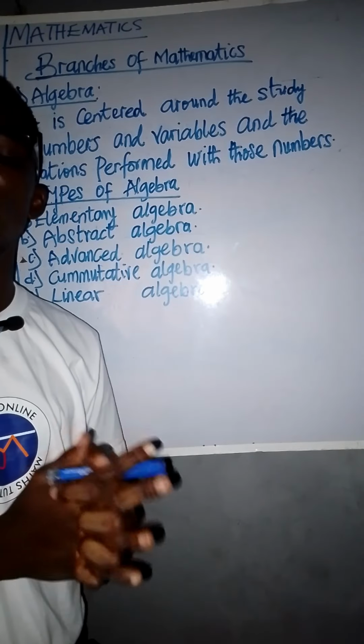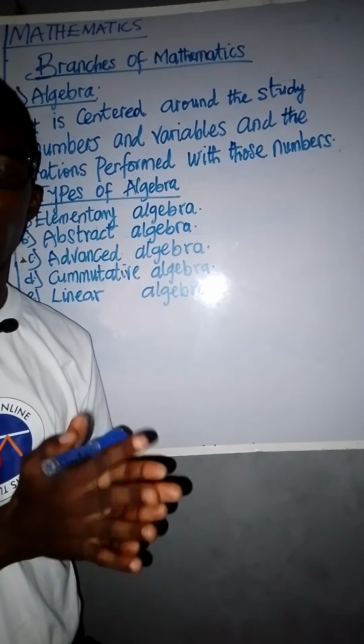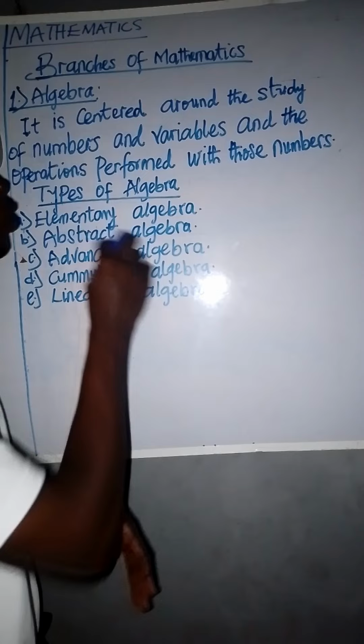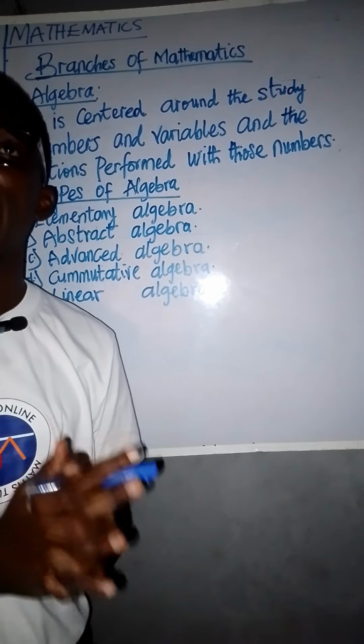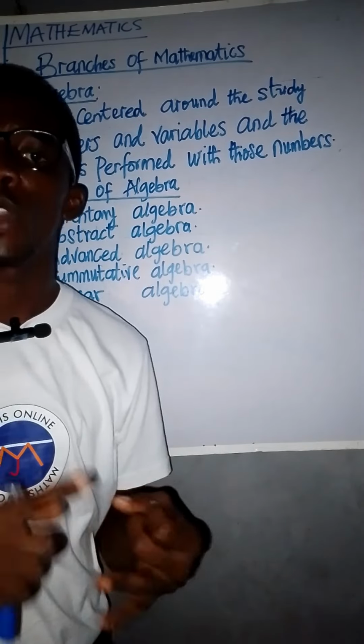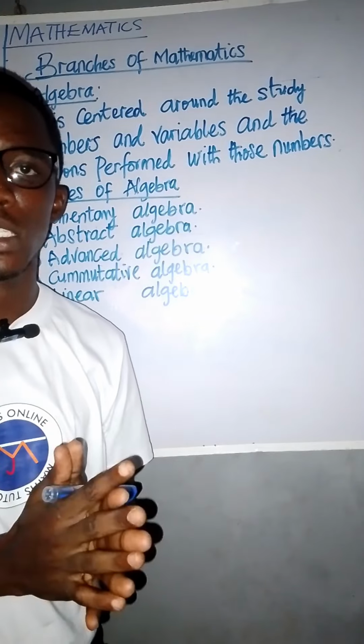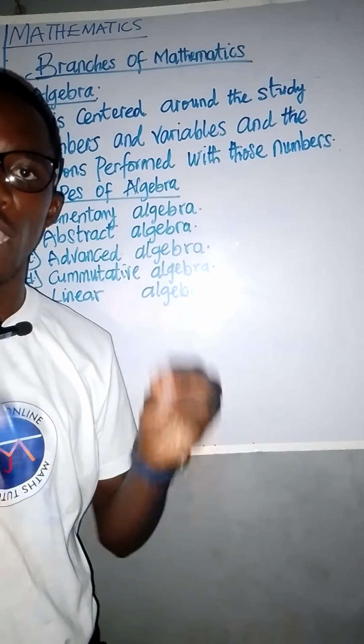We said elementary algebra is the basic form of algebra. Number 2 we have here is abstract algebra. Abstract algebra deals with groups, rings, vectors, and spaces.